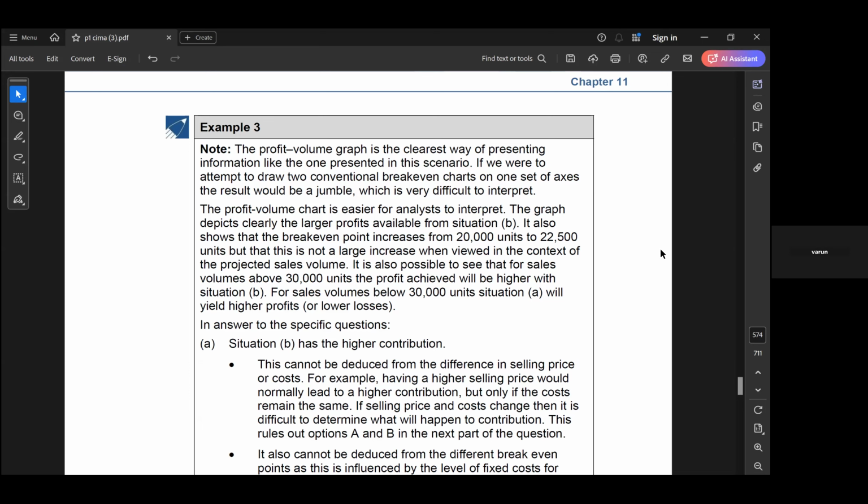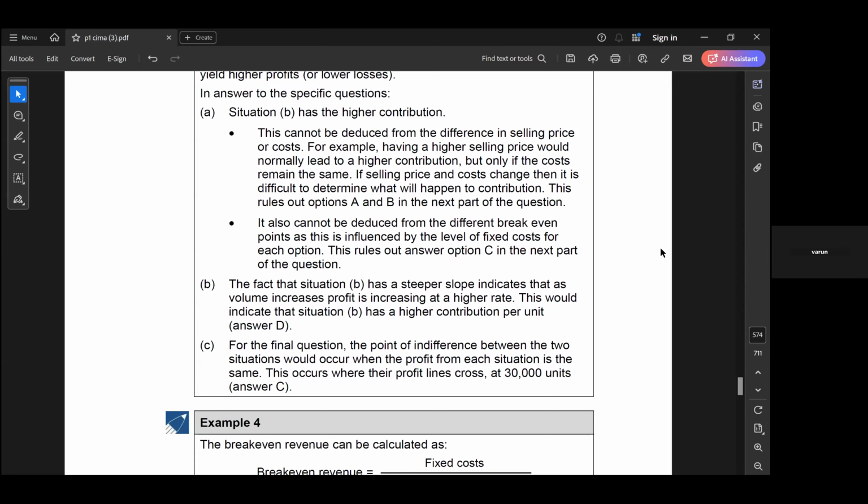This rules out options A and B in the next part of the question. Next part: it cannot be deduced from the different break-even point, as this is influenced by the level of fixed costs for each option. This rules out option C.